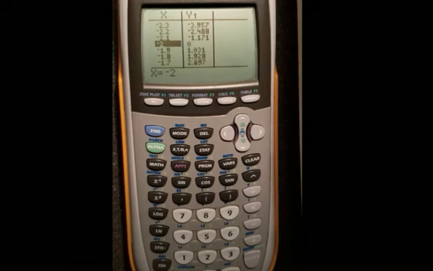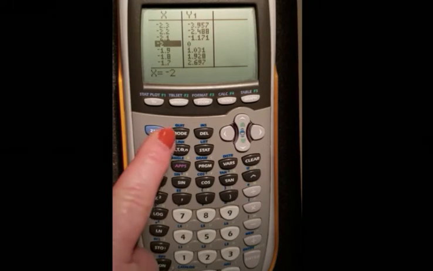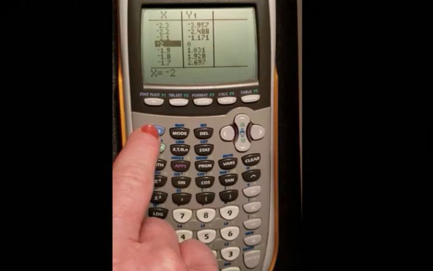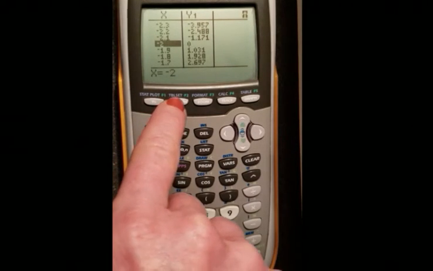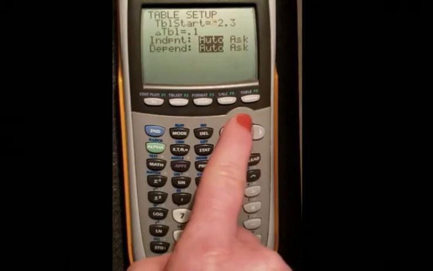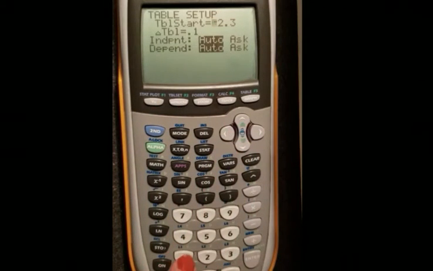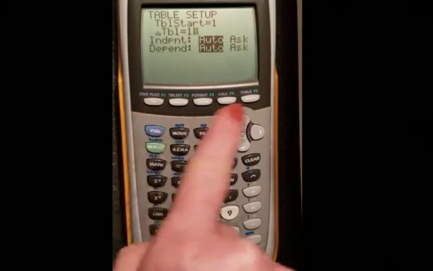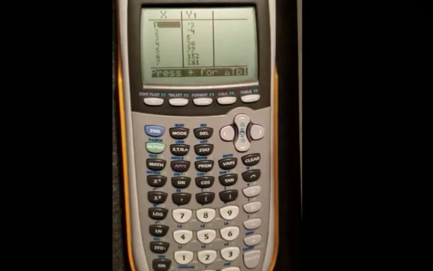And just a little word of advice: whenever you've changed the table settings on your calculator, the next time you go to use it, it might be not what you want. So I would hit the table setting again, hit second window, and change that back to a whole number to start at, like maybe 1 or 2 or 3, and then change it so that it doesn't go up in increments of 0.1, but whole numbers, and then you'll have something that looks more familiar to you the next time you look at the table.